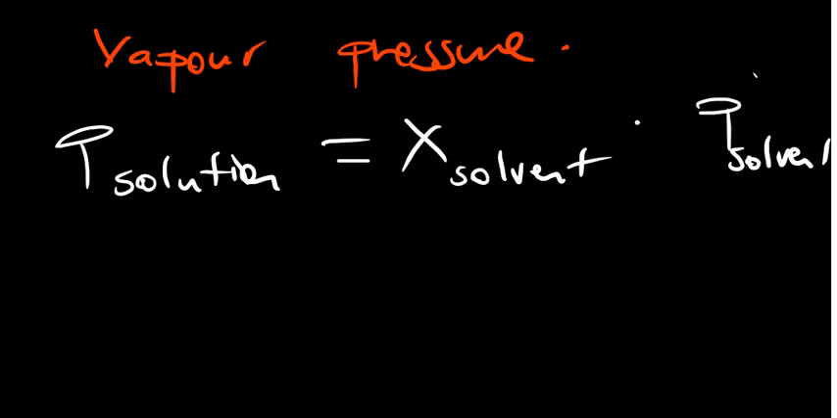Now we need to understand what this formula means. Of course, in terms of a colligative property, we're talking about the solution. That's what we're interested in.